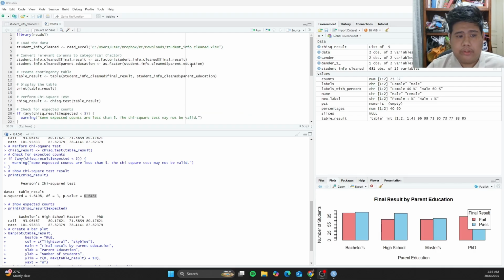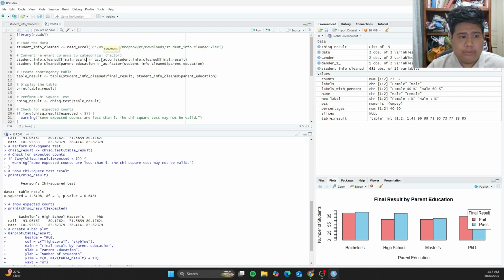Now I will talk about the chi-square test of independence. The reason I chose the chi-square test of independence instead of ANOVA and the goodness of fit test is because I want to test whether there is a significant association between two variables, which are the final result and the parent education. The null hypothesis is that the final result is independent of the parent education, and the alternative hypothesis is that the final result is dependent on the parent education.